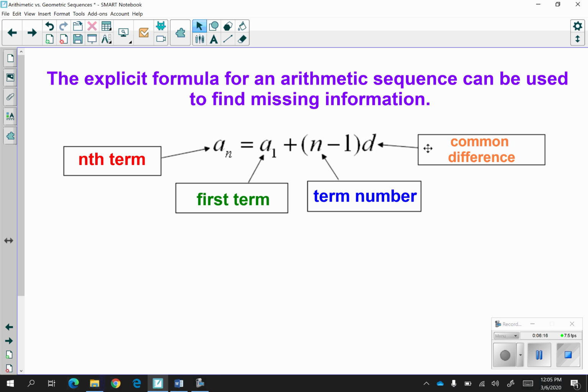We're going to go over how to use this formula in class. But it is helpful to know that you do not need to remember this formula because it's on your reference sheet. You just need to know how to use it.